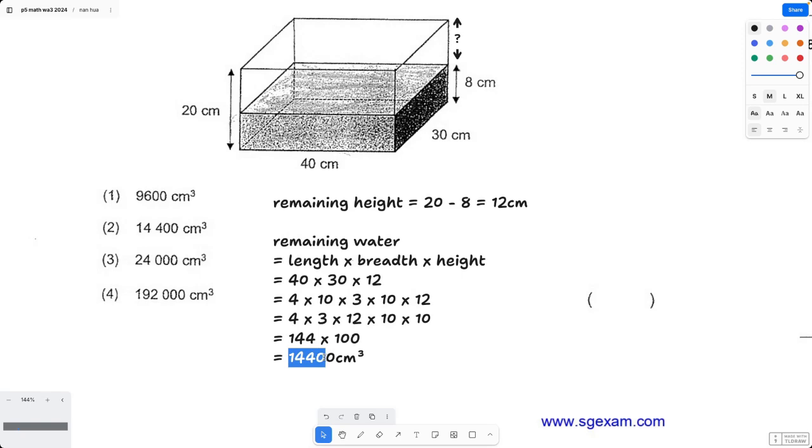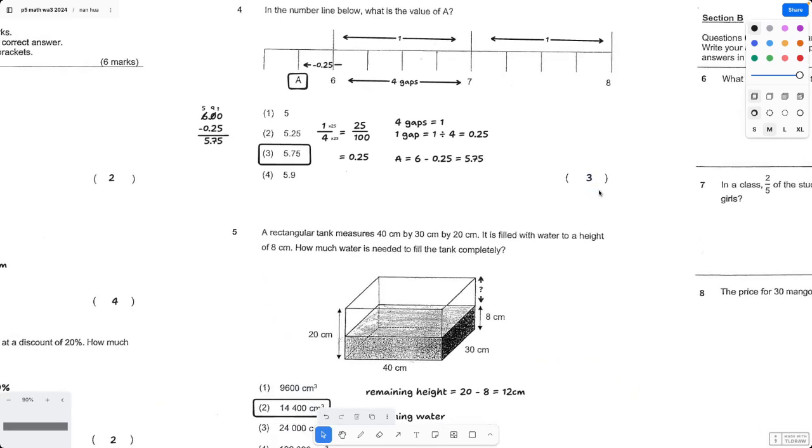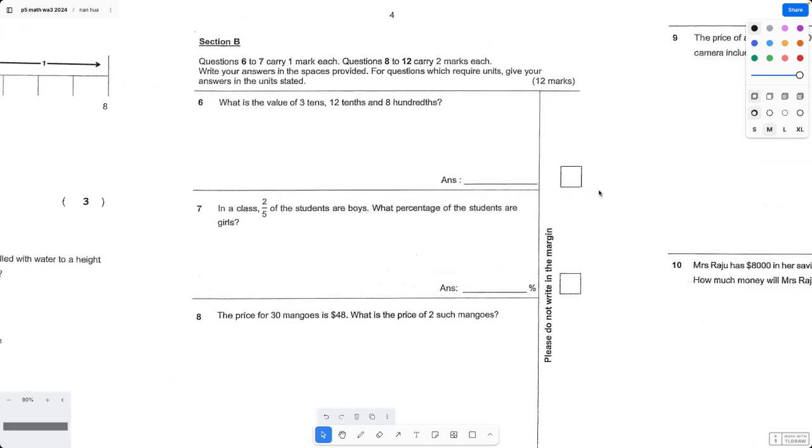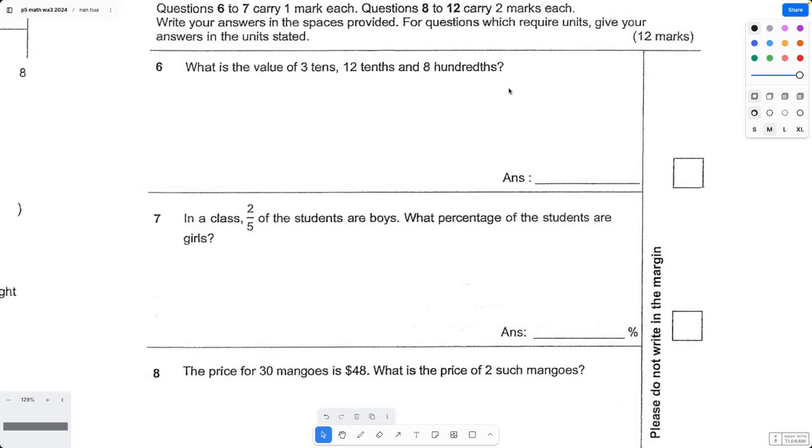So is there 14400 centimeter cube? Yes, there is, and it's number 2. All right, so the answer here is number 2. There you go. So that's all for this section A. So let's move to section B.